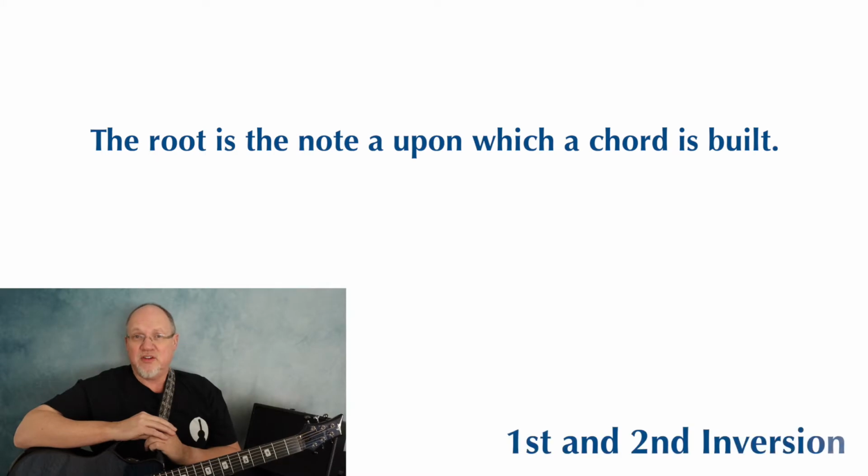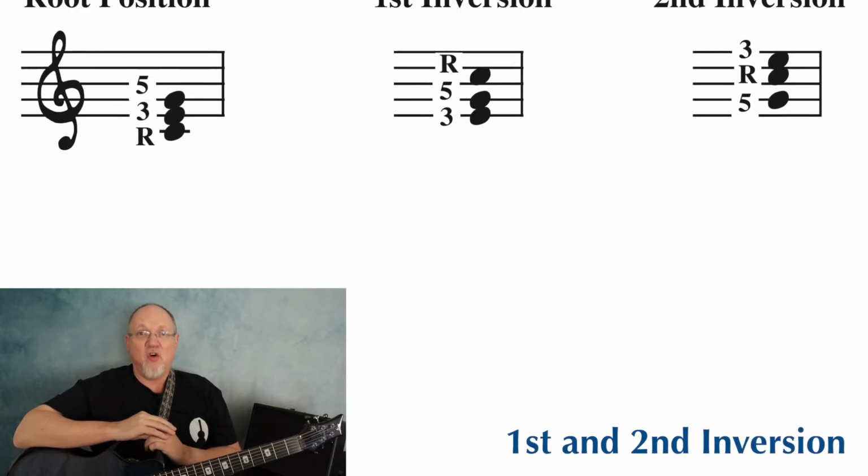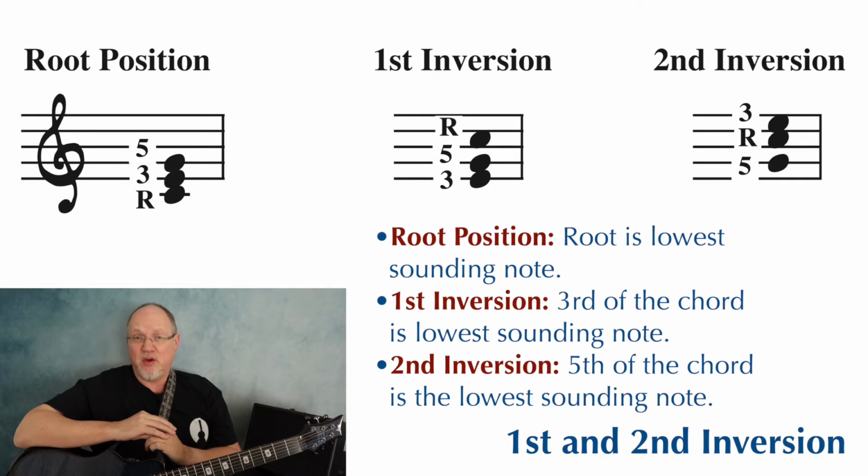As you learned in Module 12, the root is the note the chord is built on. Now, when the root is the lowest sounding note of the chord, that chord is in root position. You can also invert a chord so that either the third or the fifth is the lowest sounding note. You can invert a chord by moving the root or the third or both at least an octave higher, leaving one of the non-root notes at the bottom of the chord.